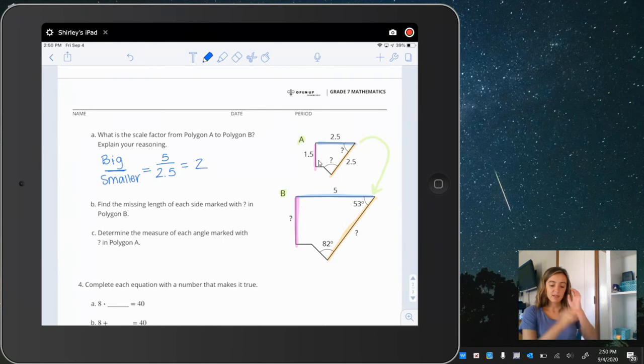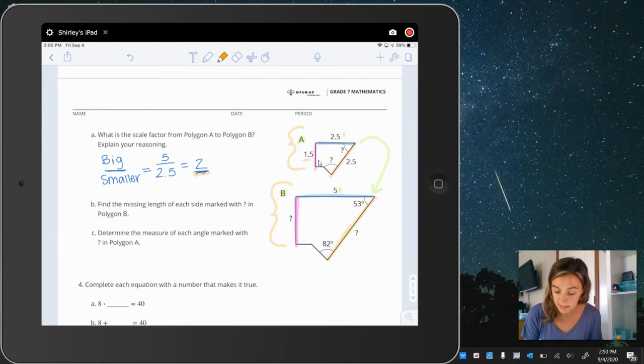Question B says, find the missing length of each side marked with a question mark. Scaled copies tell you that whatever your scale factor is, since I have a scale factor of 2, all of my side lengths in figure A are going to get multiplied by 2 to get side lengths in B, right? 2.5 times 2 gives me 5. So I'm going to follow that same pattern.